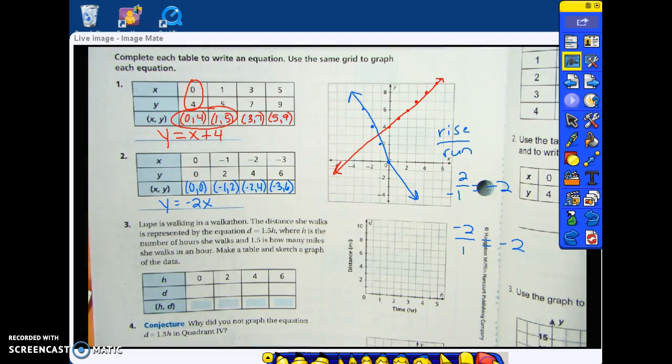Now to work this out mathematically, we would subtract our y's because we're looking for the difference between the y's. I have 0, 0, and negative 1, 2. 2 minus 0 is 2. Negative 1 minus 0 is negative 1. 2 divided by negative 1 is negative 2. I get the same thing no matter which way I work out this problem.